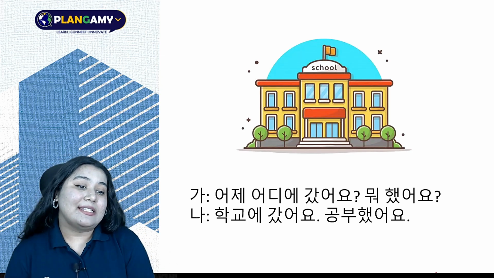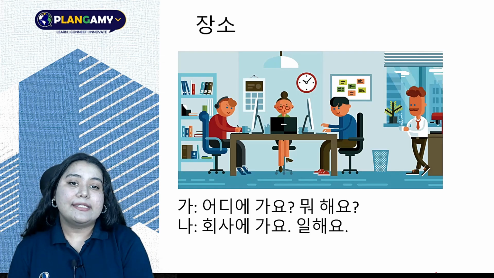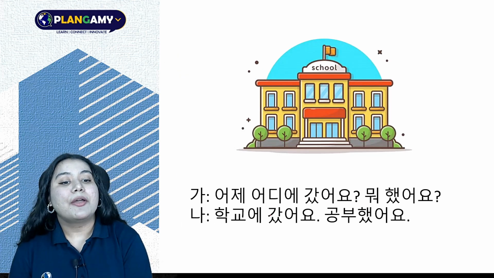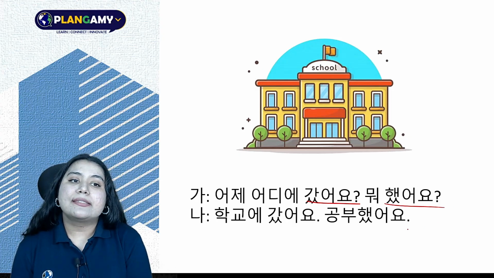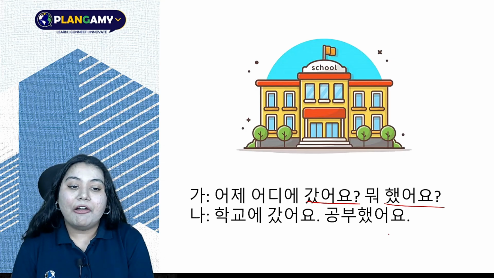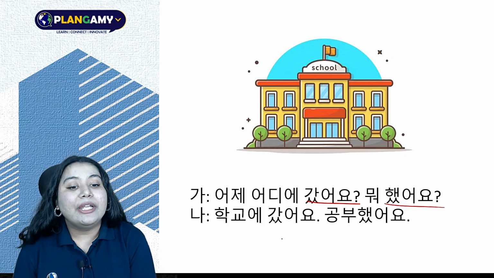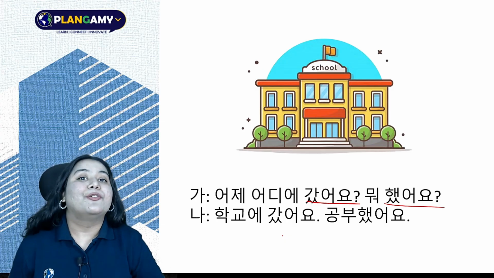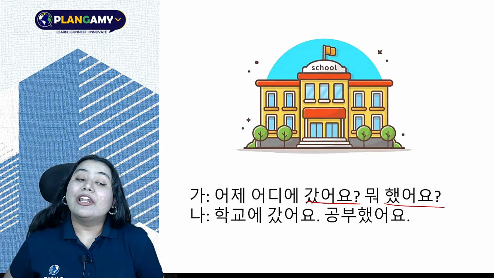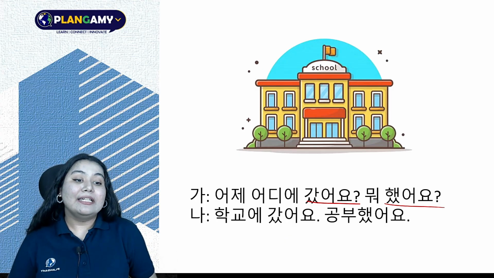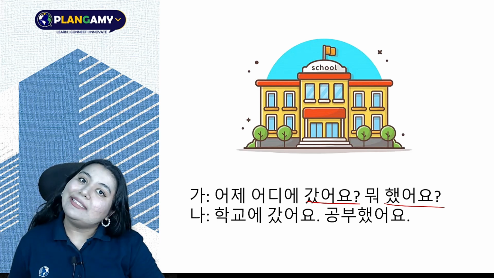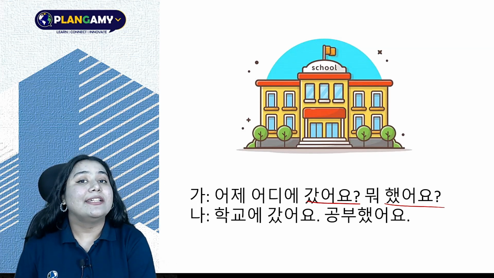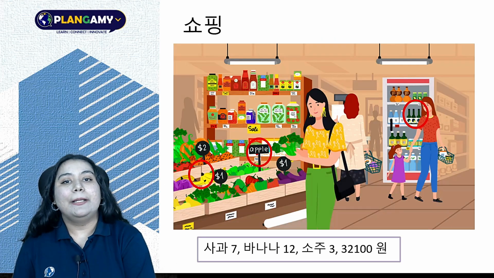어제 어디에 갔어요? 뭐 했어요? Similar question. Just instead of present tense, I have past tense. 갔어요, 했어요. So this is a 학교, school. 학교에 갔어요. Went to the school. 공부했어요. 공부를 했어요. Or if you are a teacher, you can say 가르쳤어요. I taught. 학교에 갔어요. 가르쳤어요. I taught. Right. Next one.